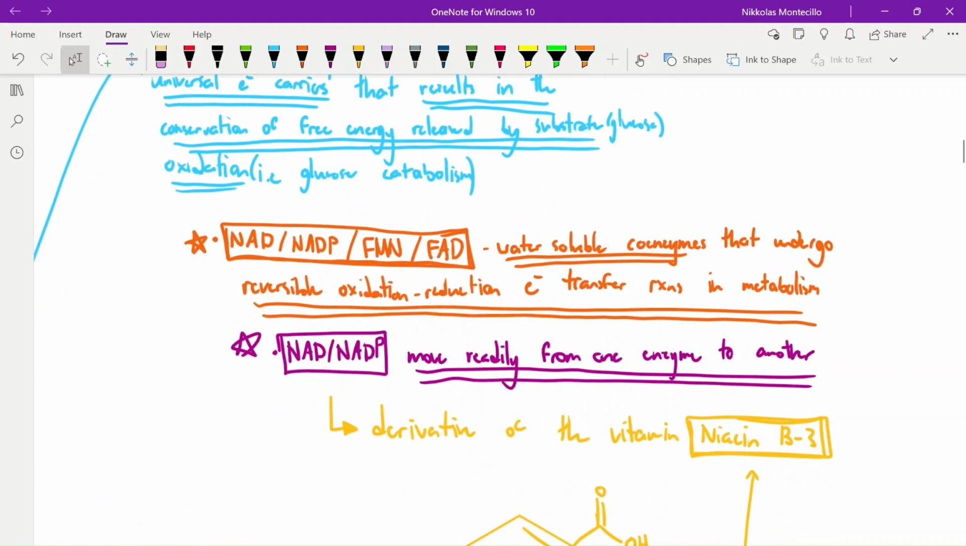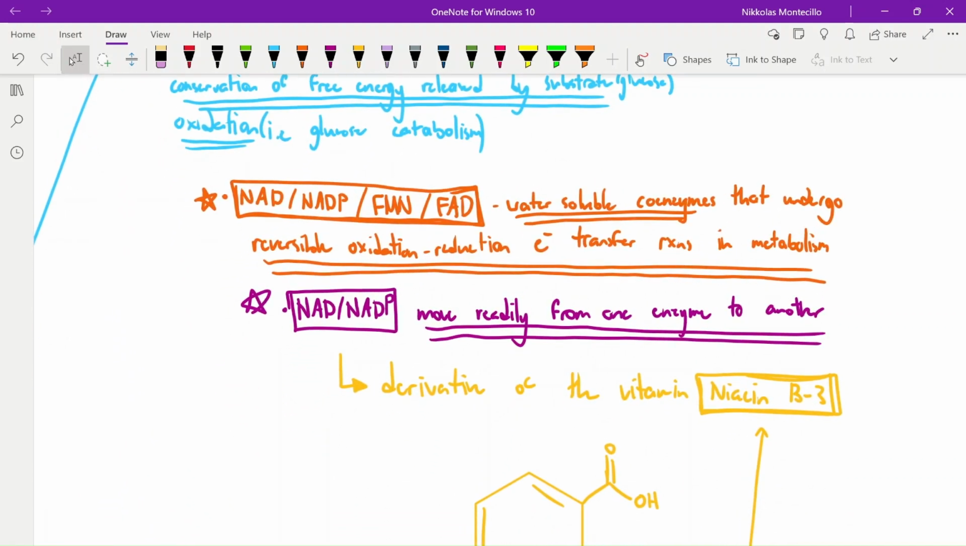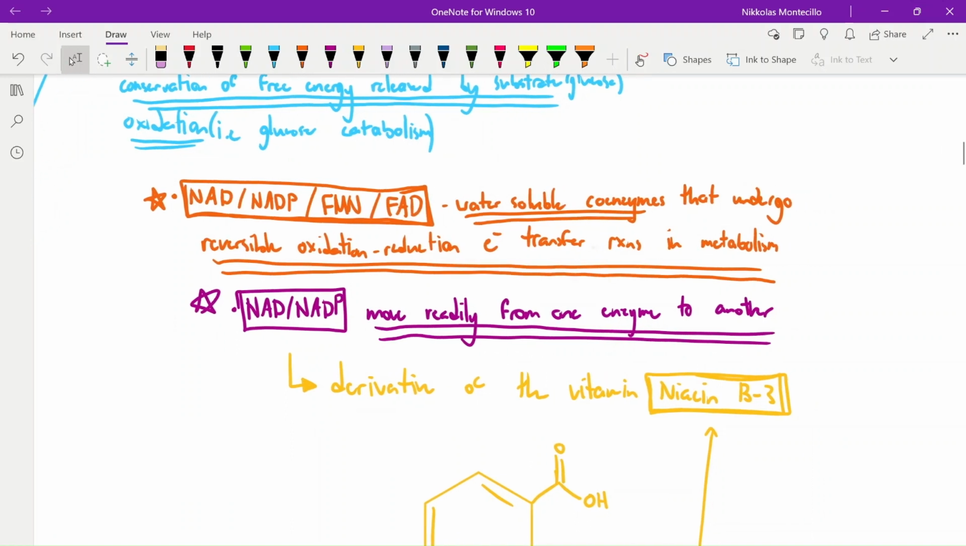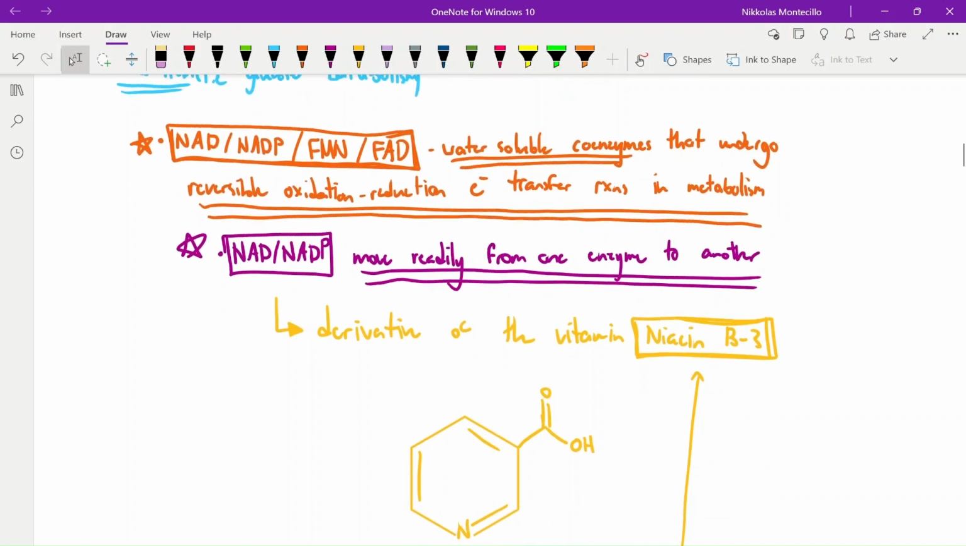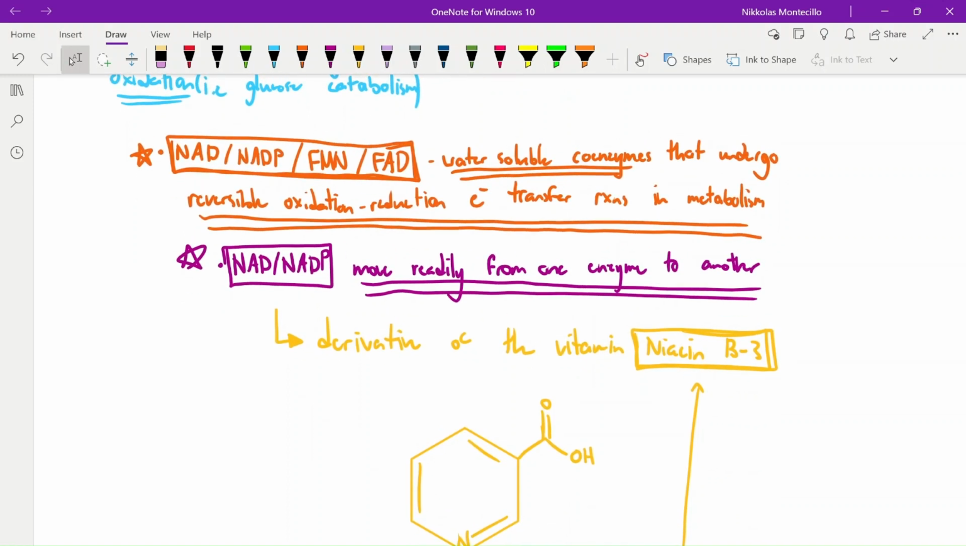Now, there are several coenzyme factors here that are worth noting. The first one is a big one, NAD, NADP, FMN, FAD, and these are water-soluble coenzymes that undergo reversible oxidation-reduction reactions or electron transfer reactions in metabolism. So NAD and NADP move readily from one enzyme to another.